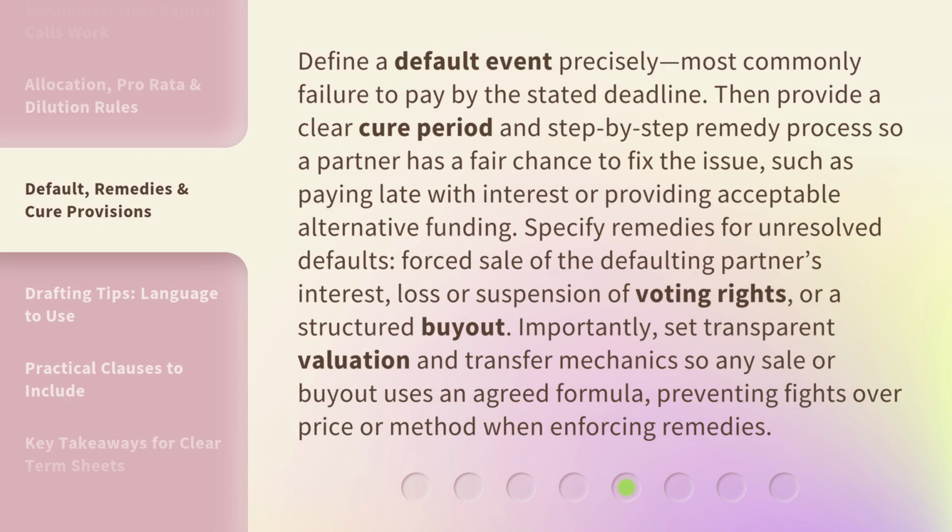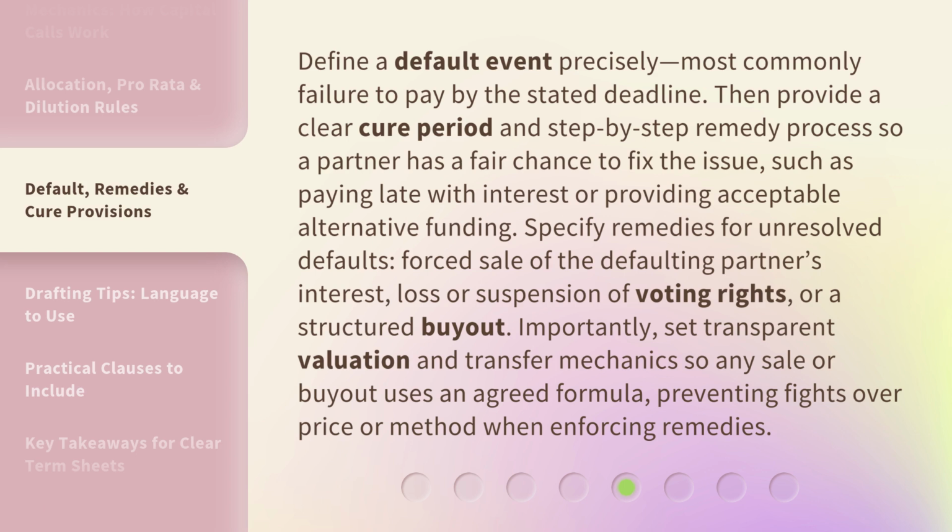Define a default event precisely, most commonly failure to pay by the stated deadline. Then provide a clear cure period and step-by-step remedy process so a partner has a fair chance to fix the issue, such as paying late with interest or providing acceptable alternative funding.